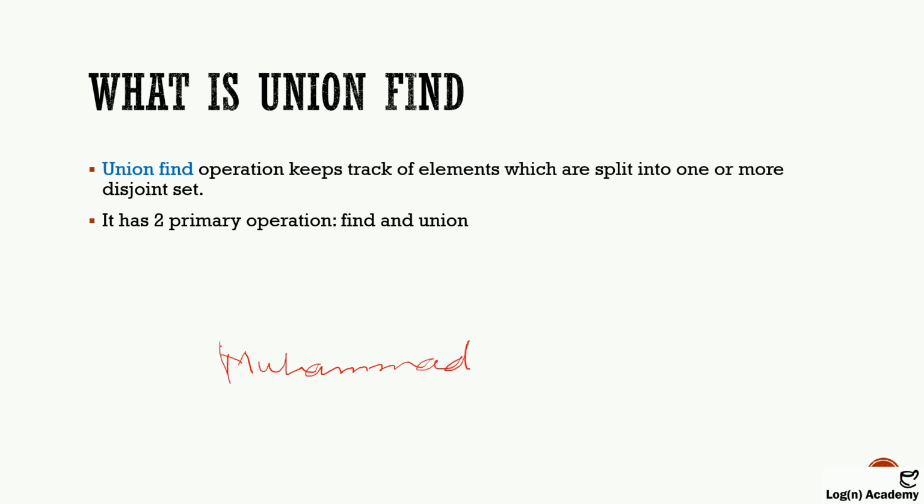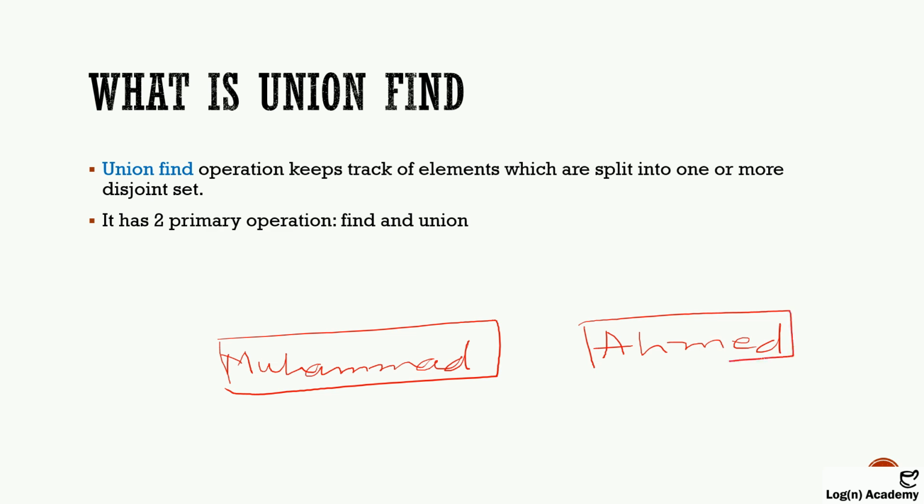And the second was with the name Ahmed. So these were from different families. You remember we said these two guys are from different families, and so Muhammad is in set one, and Ahmad is in set two. So these sets contain only single elements.